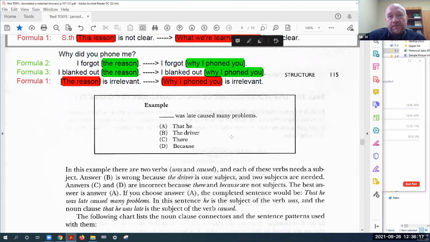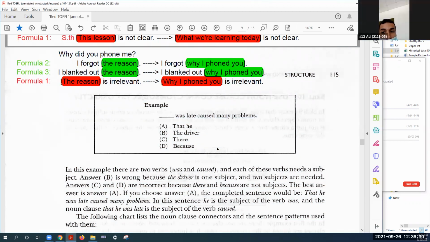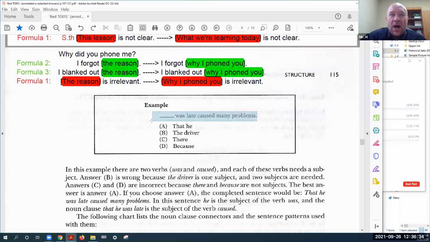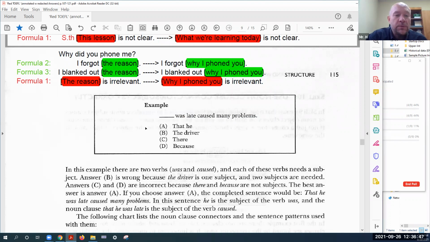All right, let's start with delta. Let's see. Ali, can you find any subjects or any verbs up here? I want to find verbs or subjects. Was is a verb. Okay, is that the only verb? Caused. Ah, so we have 2 verbs. The question is, which is the first verb? Which is the second verb?